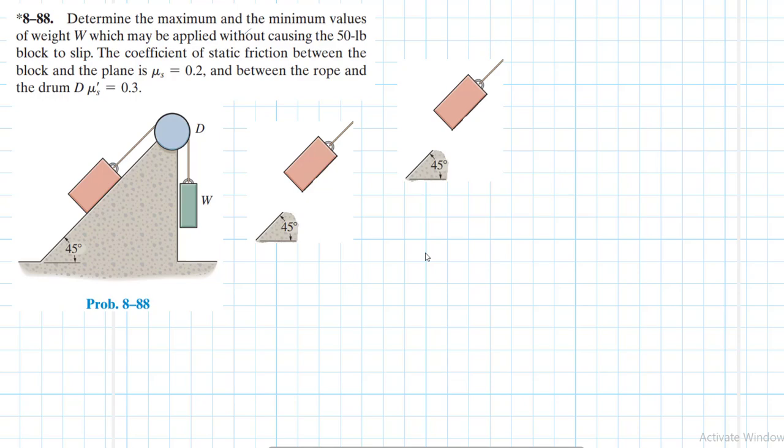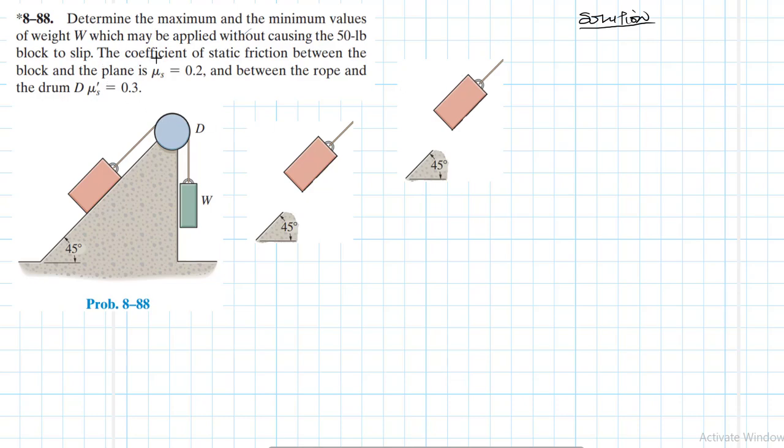We're going to be solving this engineering mechanics problem, and it reads: determine the maximum and the minimum values of weight W, which may be applied without causing the 50 pounds block to slip. The coefficient of static friction between the block and the plane is mu s equal to 0.2, and between the rope and the drum D is mu prime s equal to 0.3. This problem is coming from the Engineering Mechanics Statics textbook, 13th edition by R.C. Hibbeler.